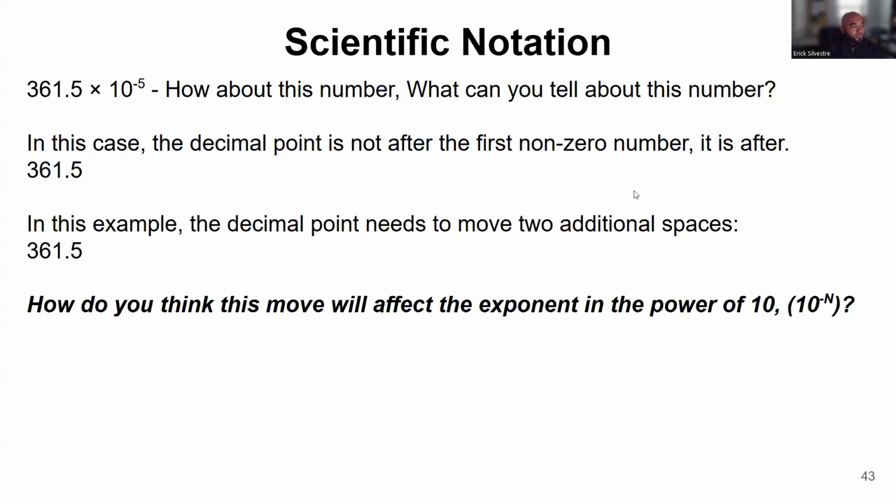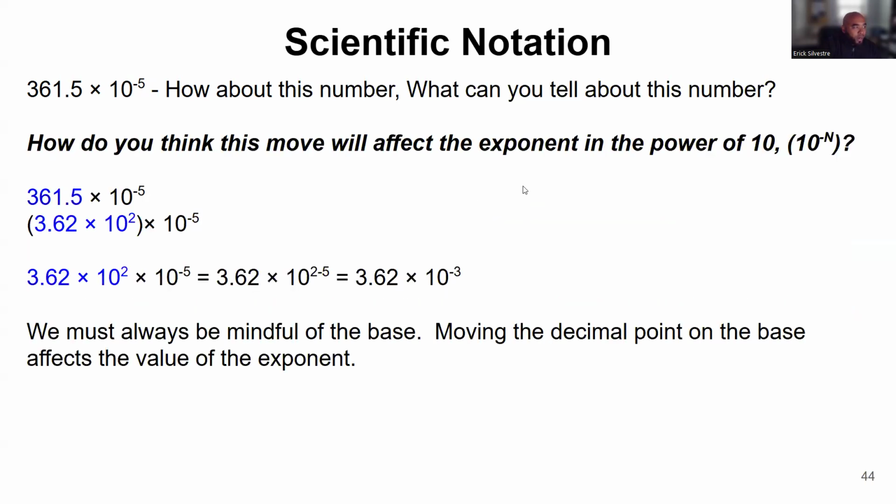All right, look at this number. Look at the base. Look at the exponents. Now we're mixing it up. You have a large base and a small exponent. So again, the decimal should be after the first non-zero number. It is not. So I'm making my base smaller, which means that I have to do something to my exponent. Remember, if my base becomes smaller, if I go from 361.5 to something else, I need to do something to the exponent. So again, I made my base smaller.